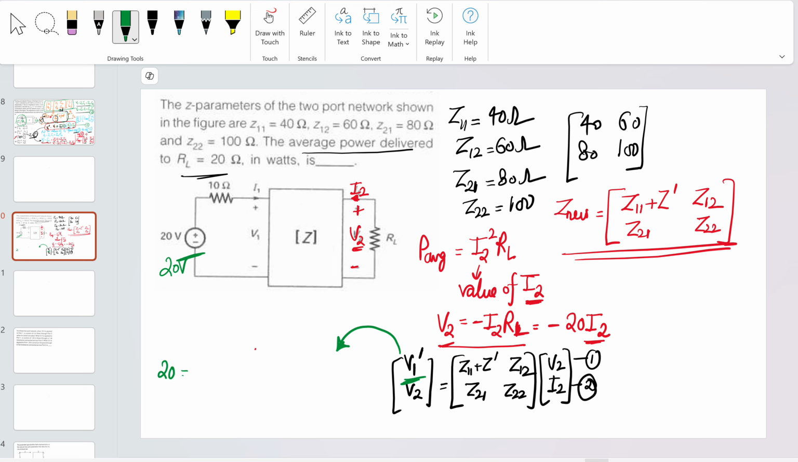So 20 is equal to V1 dash, which is Z11 plus Z dash. Z11 was already given as 40, so it becomes 50, times I1, plus Z12, which is 60, times I2. We have got one equation. What is the second equation? The second equation is equal to V2.